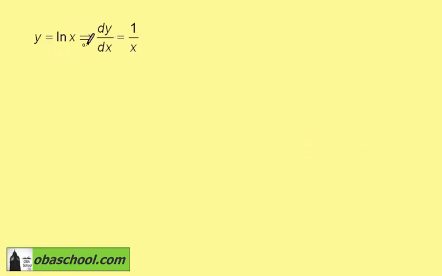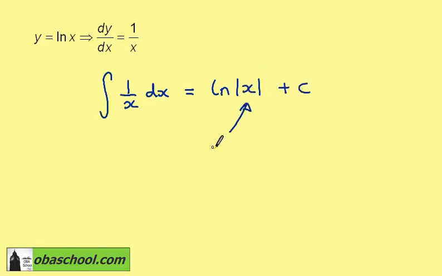If we have y equals log x, we differentiate to get 1 over x. If we integrate 1 over x with respect to x, we get the log of mod x. The reason we have the mod is that we cannot take the log of a negative number. Logs only exist for positive values of x.